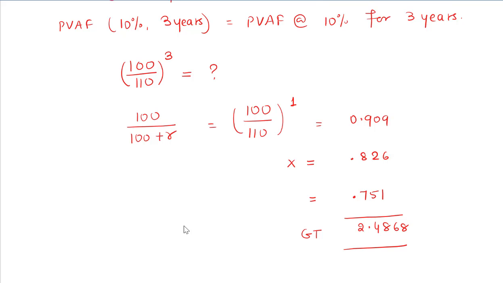2.4868 must be flashing on your screen. Do it once more using your calculator. 100 divided by 110 equals 0.909. Press into equal to: 0.826 must be flashing. Now press equal to: 0.751 for the third year. The total is 2.4868. Press GT.